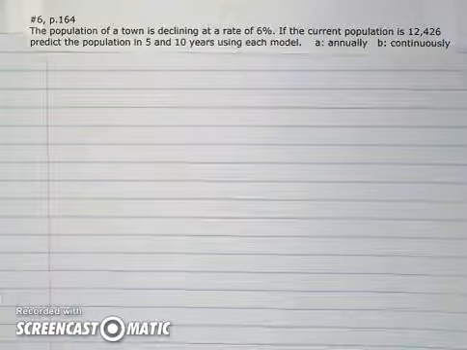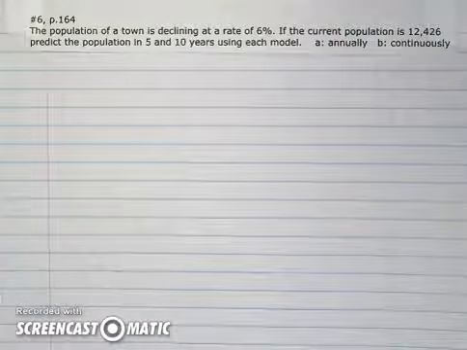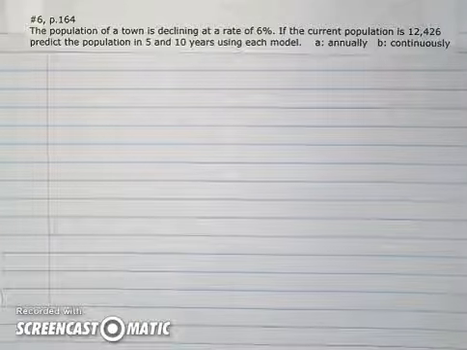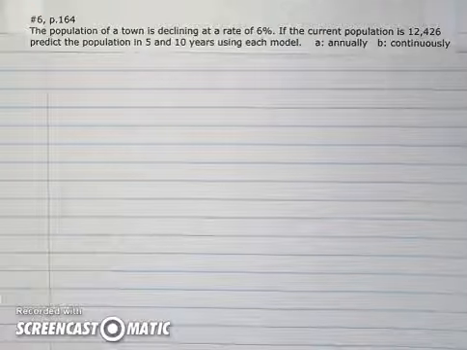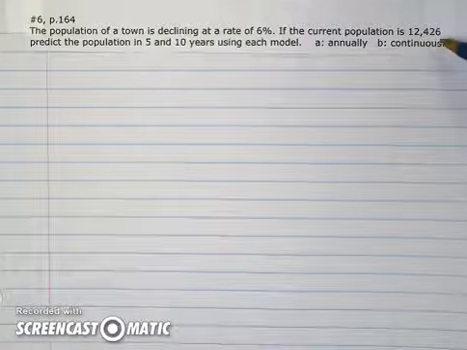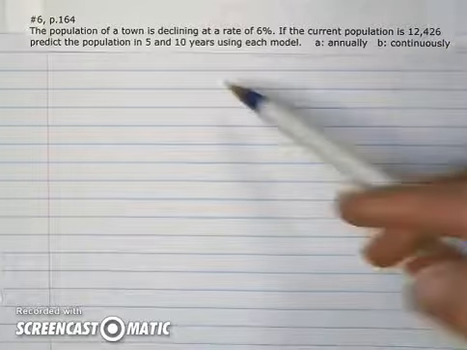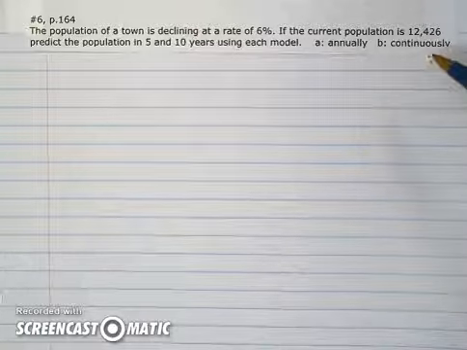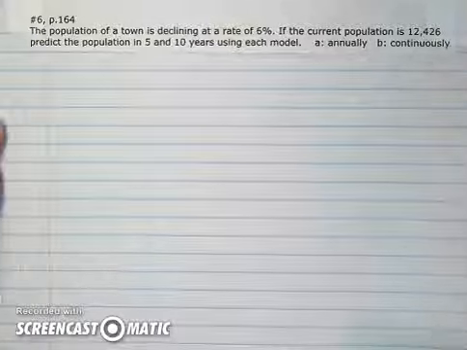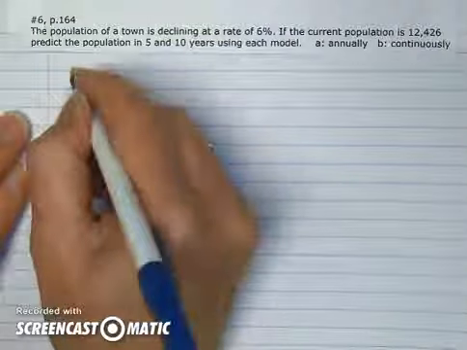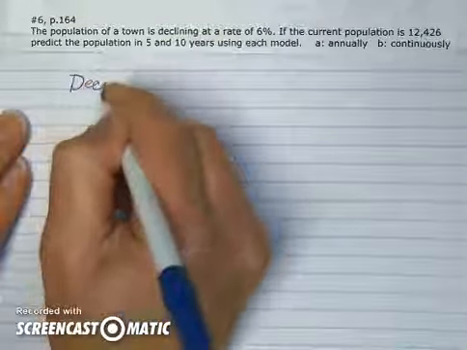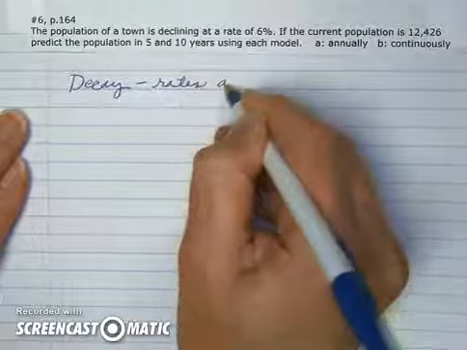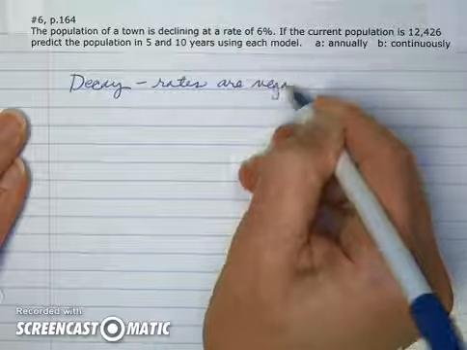All right, we got one more example. Last example is number 6 on page 164. This one says the population of a town is declining at a rate of 6%. If the current population is 12,426, predict the population in 5 and 10 years using the model, annually and continuously. So let's first pull off some of the information that we know. This is decaying, so the rates are negative. You need to remember that when we're plugging this in.